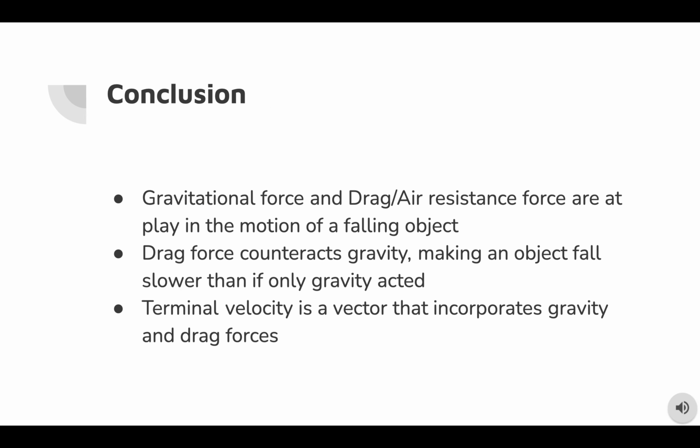In conclusion, gravitational force and drag force, or air resistance, are at play in the motion of a falling object. Drag force counteracts gravity, making an object fall slower than if only gravity acted, and terminal velocity is a vector that incorporates gravity and drag forces.